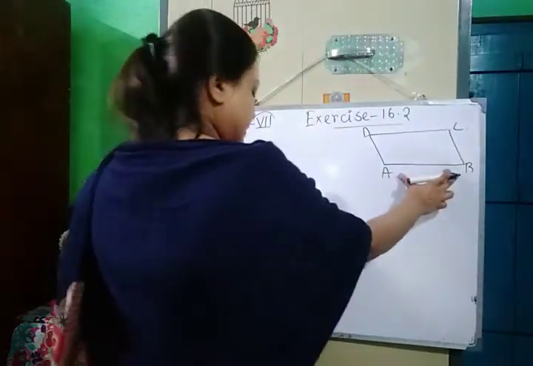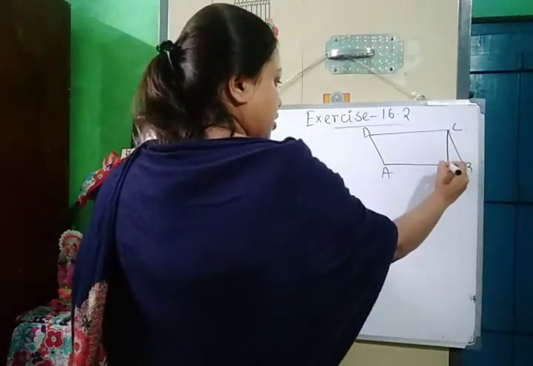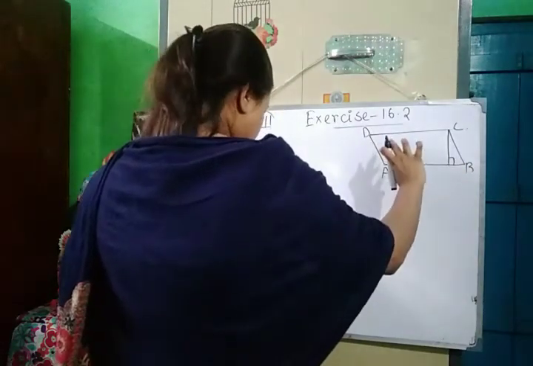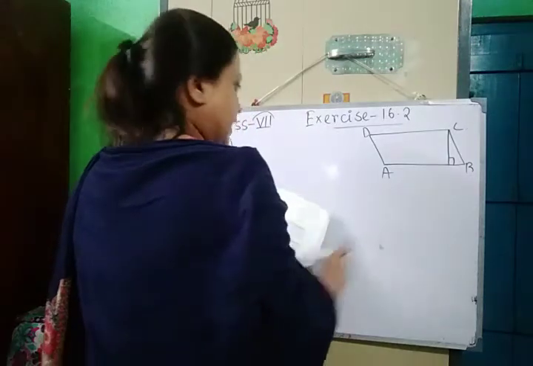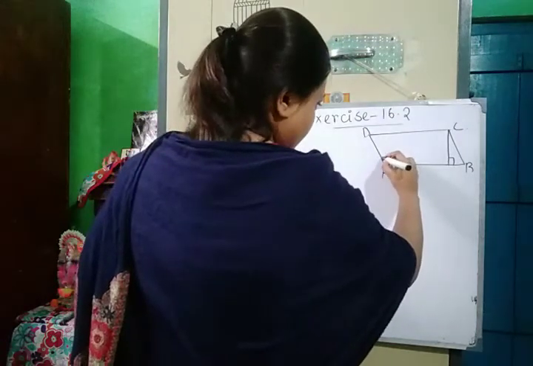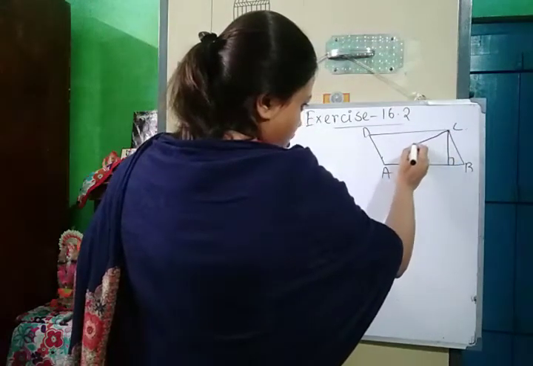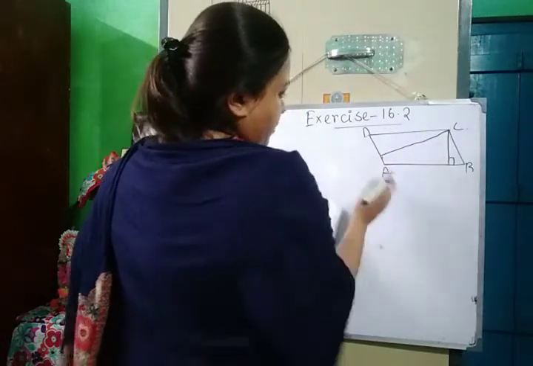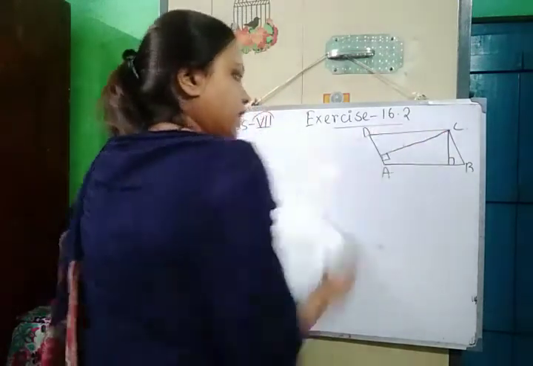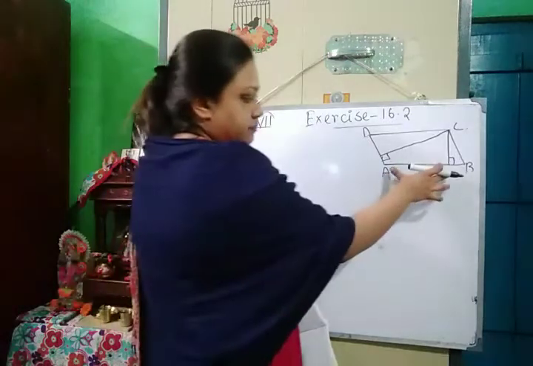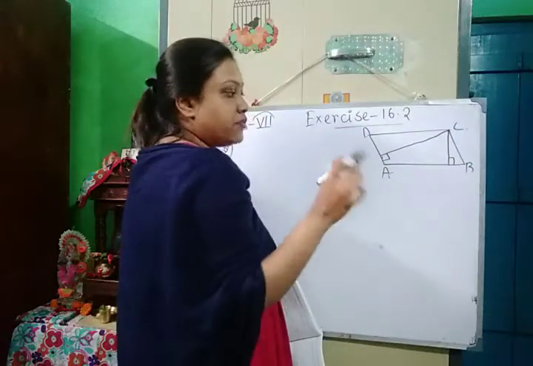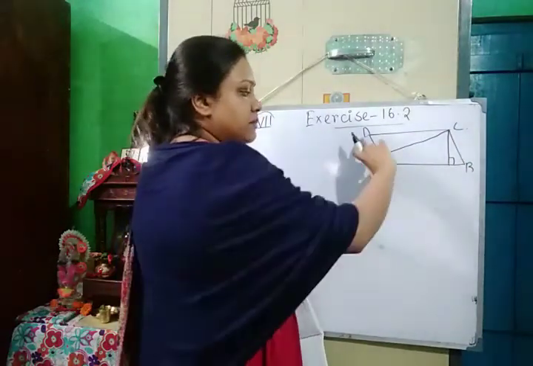You can see when AB is the base, the height corresponding to AB is this one. And when AD is the base, the height corresponding to this is perpendicular on AD from the point C. Perpendicular on AD from the point C, this is the height corresponding to AD. So we know the base AB and we also know the height corresponding to the base AB. But we don't know the height corresponding to the base AD.